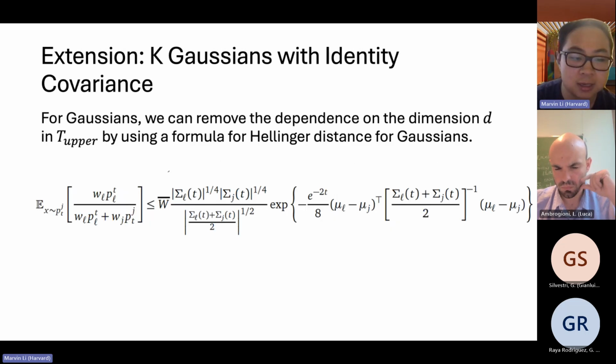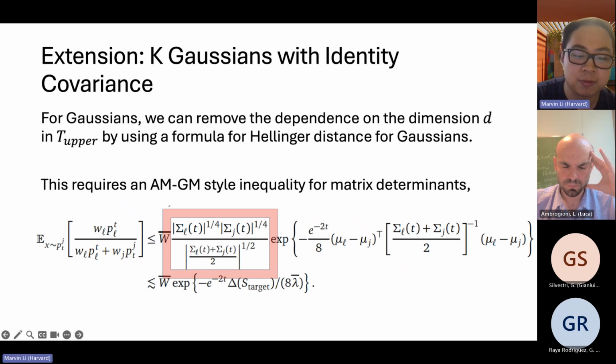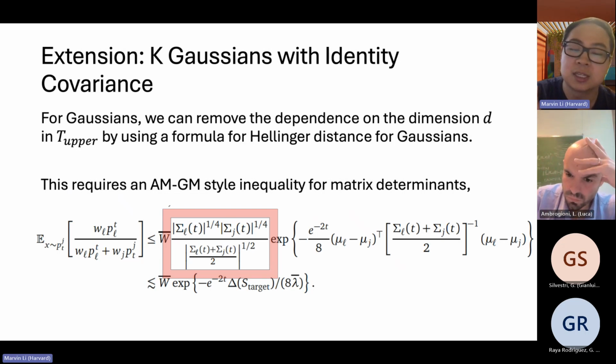For K Gaussians with identity covariances, it turns out the key is solving this quantity here, the ratio of the covariances. And for the quantity I put a red box around, this is in terms of Hellinger distance. So we write this quantity in terms of Hellinger distance, and it turns out there's a simple AM-GM inequality for matrix determinants that allows you to simplify that.